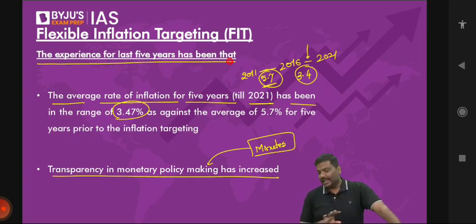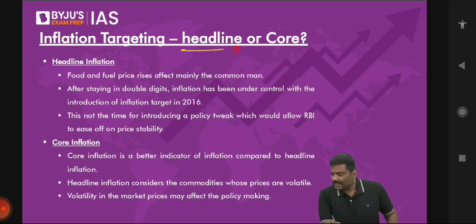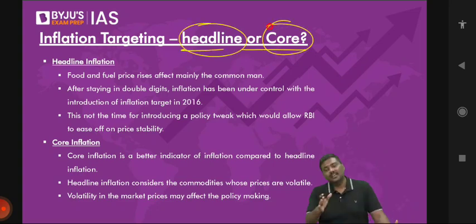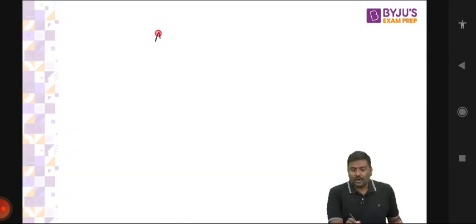Now, before I explain to you this concept of headline and core, let me take a simple example. Follow this carefully. Imagine there are 4 goods in the basket, A, B, C, and D.